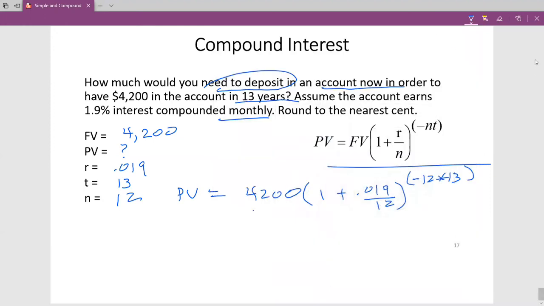So the answer to this is $3,281.43. And that is the video on simple and compound interest. I recommend that you go and do the homework and give me a call or email if you have any questions.